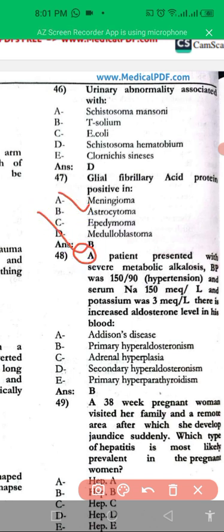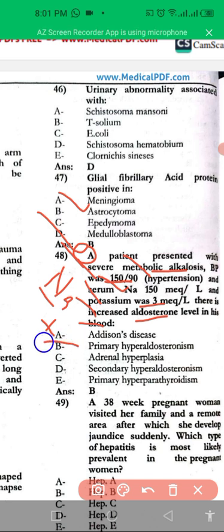A patient having severe metabolic alkalosis, which means we can say increased sodium level. BP was 150 over 90, that is a hypertensive condition. Serum sodium is 150 and potassium is 3. There is an increased aldosterone level in the blood. What condition can this be? In Addison disease, this is not the presentation.